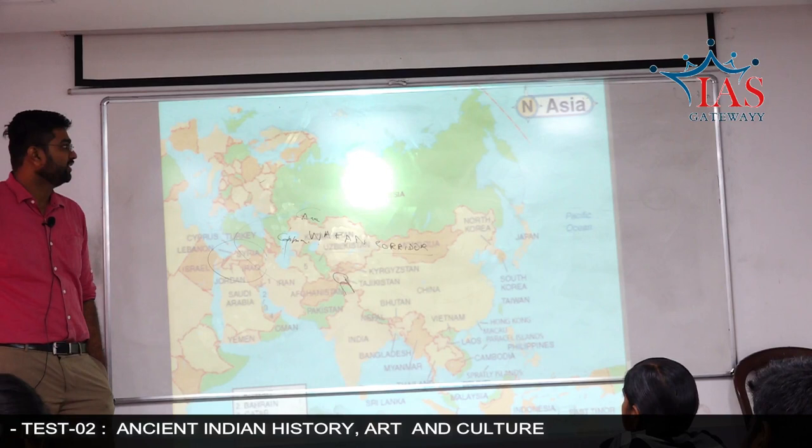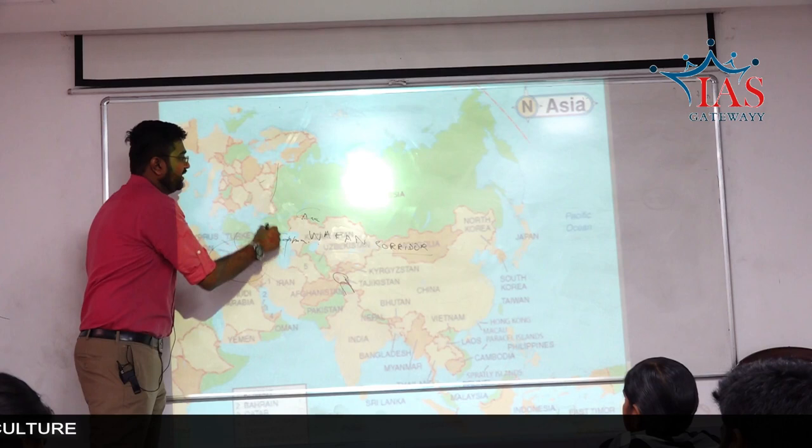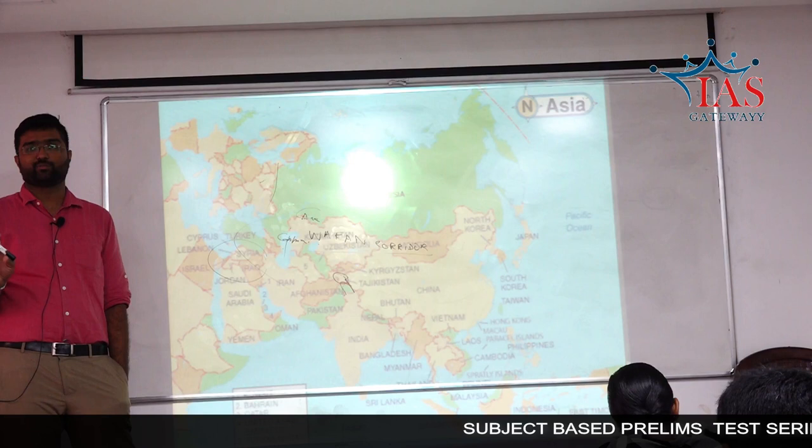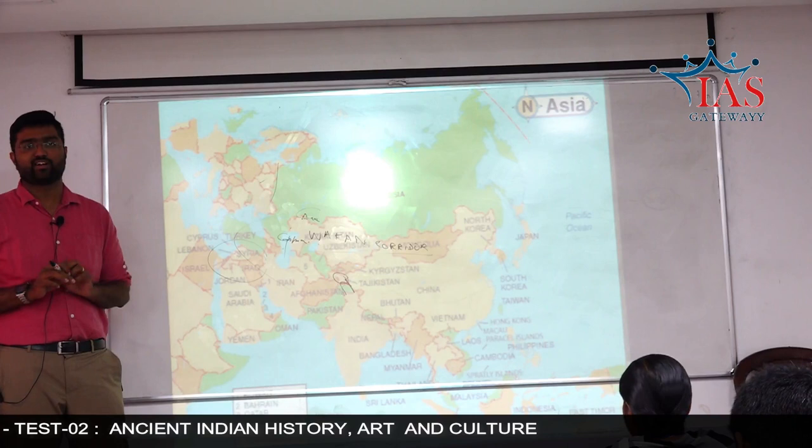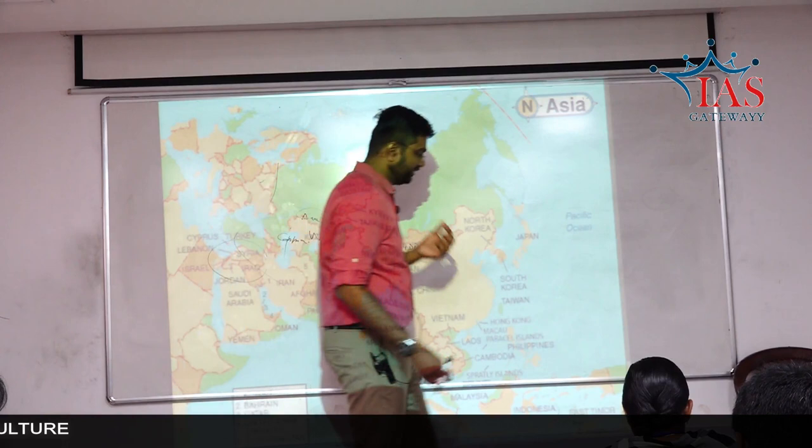So next, you should know the mountain ranges. At least you should be able to arrange them from north to south. Don't try to see exactly which country each goes through, that's very difficult. At least know which mountains are in the north and which are in the south. Where is the Hindu Kush, where is the Pamir, at least locate the mountains. And the last thing is rivers. Rivers of Asia are very, very important.